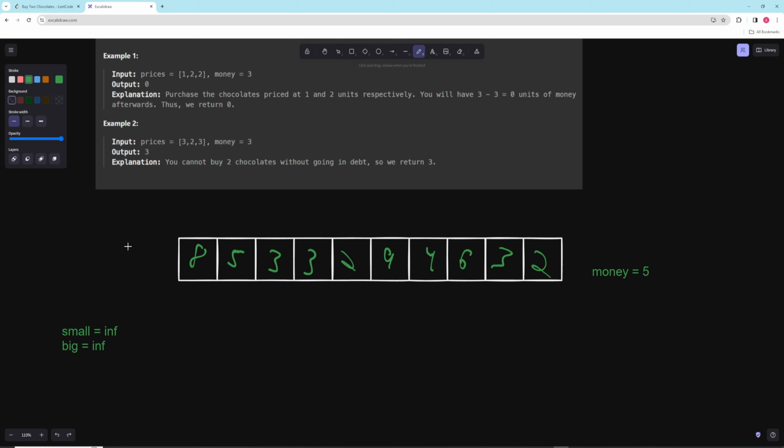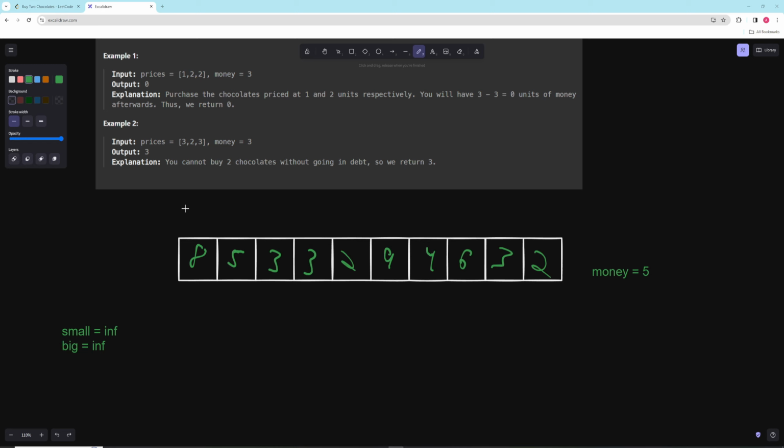Pretty much what we're going to do is go through our numbers and check, is it less than the big number? If it is, we check, is it less than the small number? Ideally we want the small number to be the smallest one, and the big number to be the second smallest one. If it's smaller than both of them, then the small number will get replaced by it, and the big number will get replaced by the old small number.